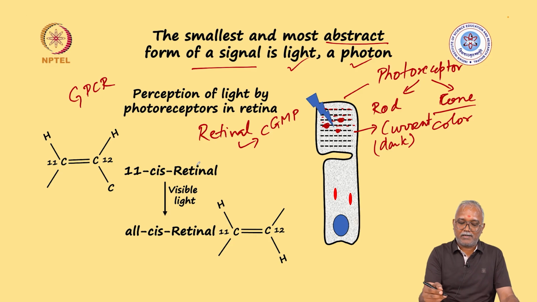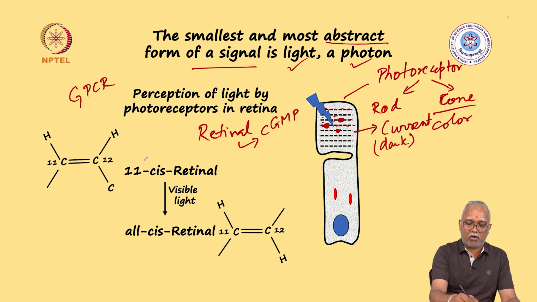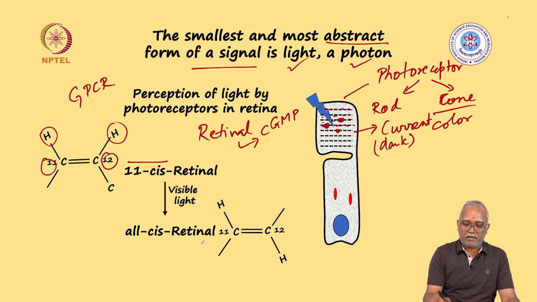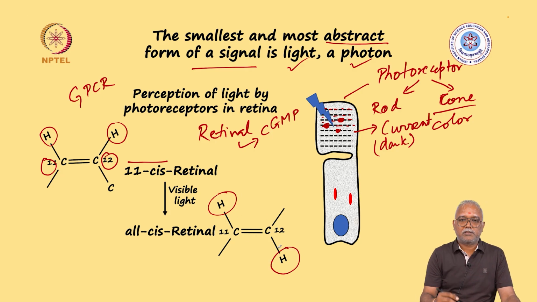So, what light does is this: retinal which is bound to the GPCR is present in the all-cis situation. These are positions 11 and 12 of the carbon in the retinal. Both the hydrogens are in cis position. When light falls on it, visible light, it becomes transretinal. So this hydrogen flip happens and this becomes transretinal. This itself is good enough for activating the receptor. Now what happens because of that?